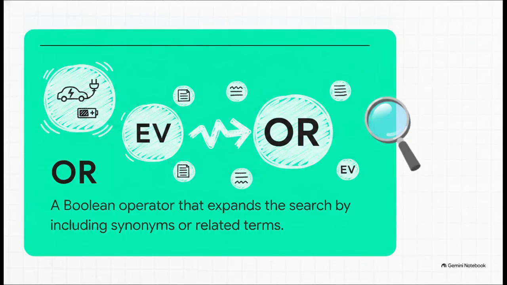Now for the exact opposite, OR acts as your safety net. It expands your search, catching papers that might use slightly different terminology for the exact same concept. Authors use different words for the same things all the time, right? One might write out electric vehicle, while another just types EV. By linking them with OR, you are essentially telling the database, hey, I don't care which term the author used, just give me papers that have at least one of them.